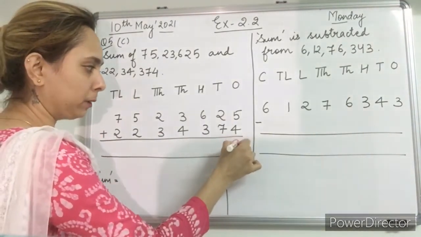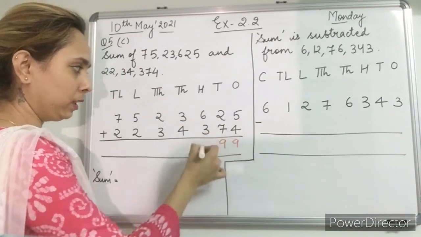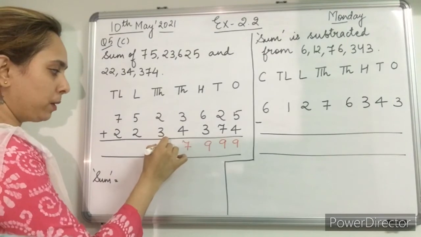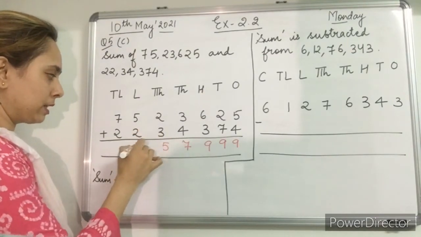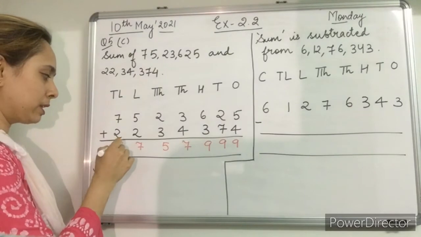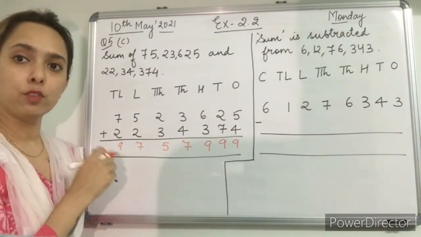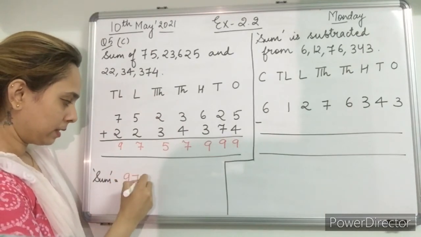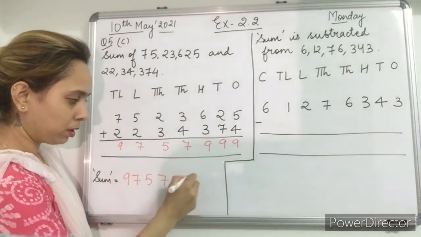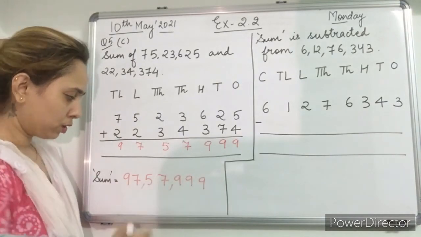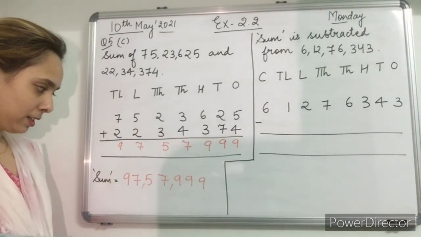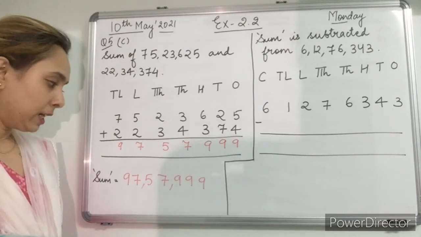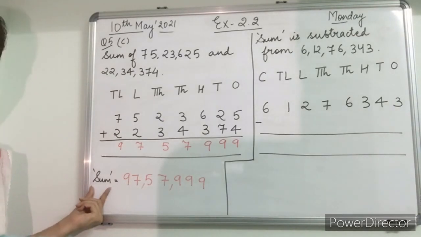5 plus 4 is 9. 7 plus 2 is again 9. 6 plus 3 is 9. 4 plus 3 is 7. This 3 plus 2 is 5. 5 plus 2 is 7. And 7 plus 2 is 9. So the sum which we have got after adding these two numbers, put periods in it, is 97,57,999. So this is our sum. I have written like this.